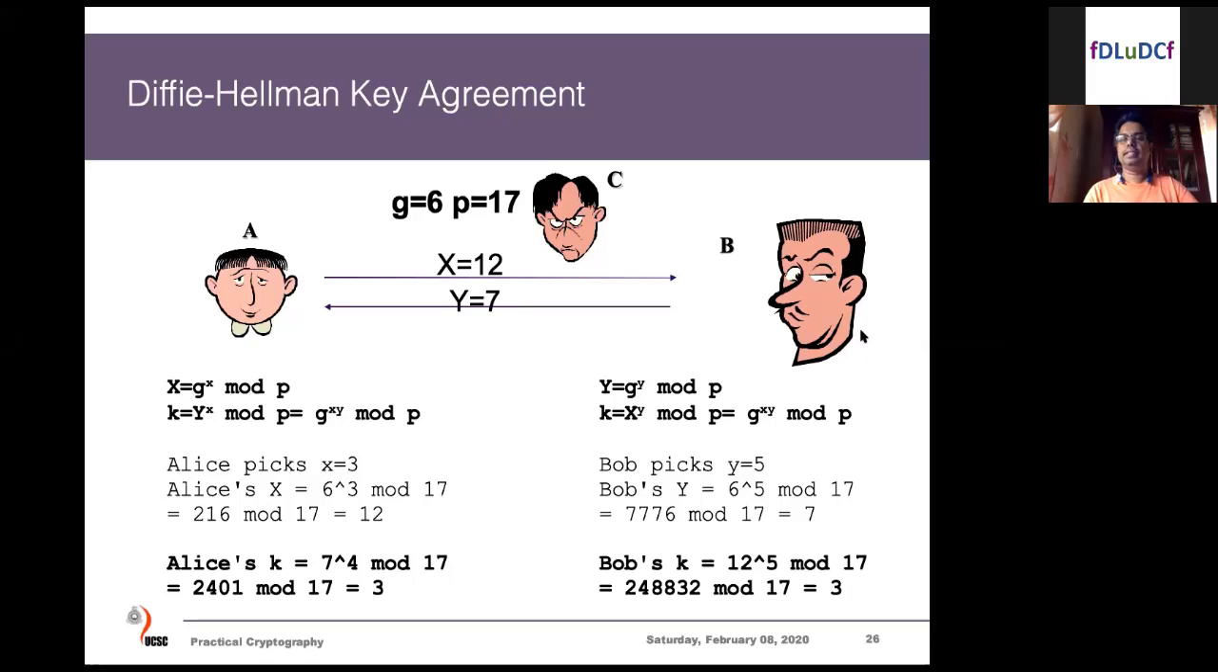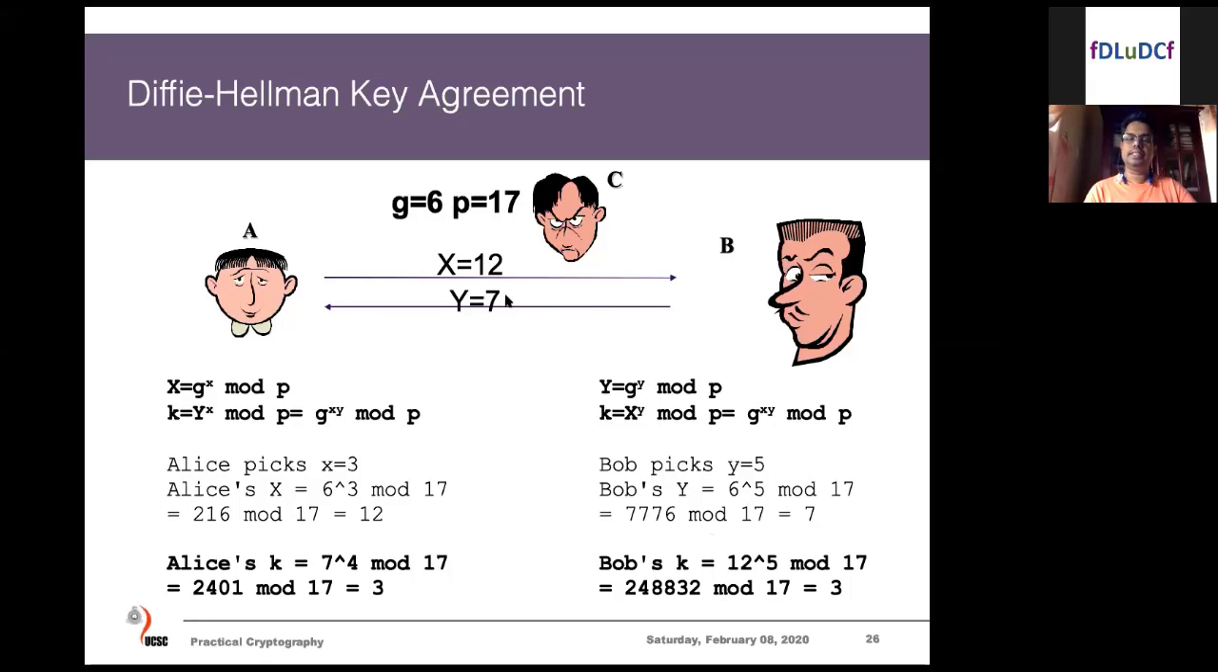Then in this system, Bob has to do the same. Bob has to generate his private key first. I assume Bob's private key is Y, and assume that is 5. They use the common generator G, which in this example is 6. So Bob has to calculate 6 to the power of 5 modulo P, that is 17. 6 to the power of 5 is 7,776, and modulo 17 is 7. So the public key of Bob is 7.